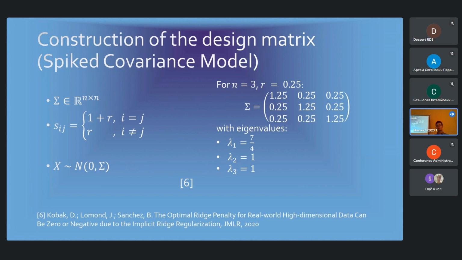Last but not least, we use the spiked covariance model. This is a very interesting model as we construct the covariance matrix as shown on the screen. However, this is a spiked model, so as we see in this example, sigma has 3 eigenvalues. Two of them are just 1, and the other one, lambda 1, comes out as a spike, and that is the reason for the name. This is exactly how we construct the data matrix.